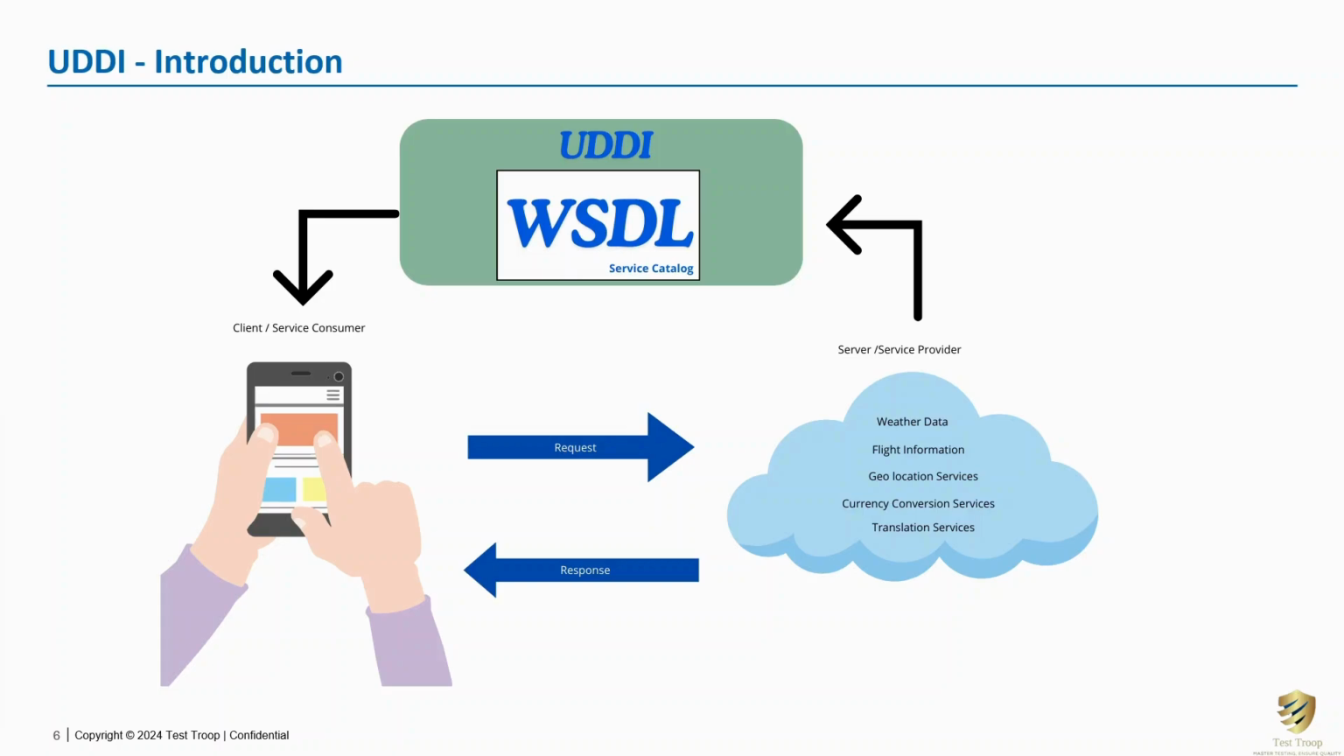Then the UDDI basically returns a list of web services that match the search criteria. Each result will contain information about the service, such as the service name, service provider name, and the URL of the WSDL. Once the client finds a service that they are interested in, they use that URL provided by the UDDI registry to retrieve the WSDL file. This is how the client can retrieve the WSDL file.